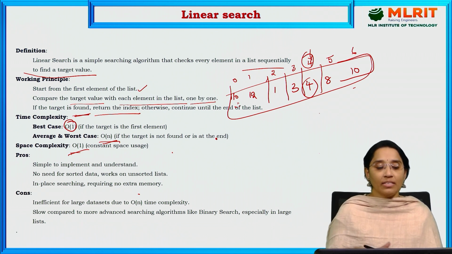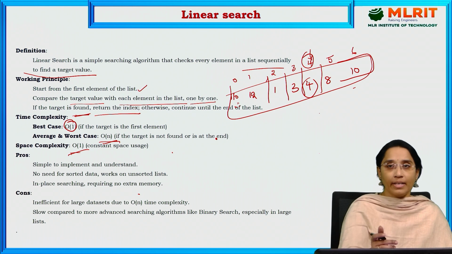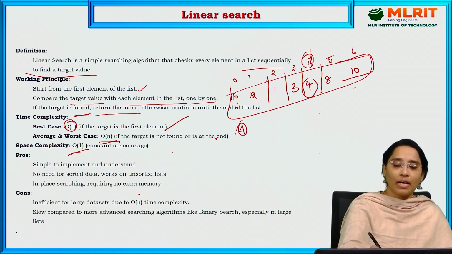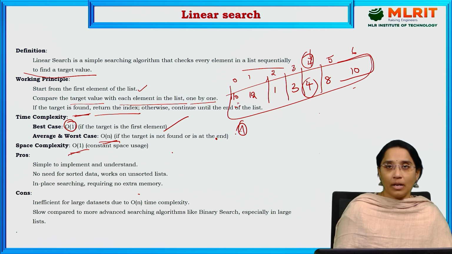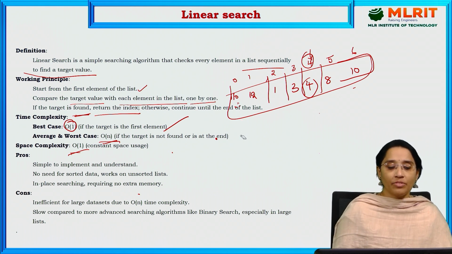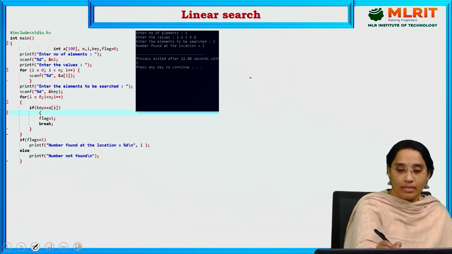The best case is order of 1 if the target element is at the first position. Suppose your key value is the first element, then the best case will be order of 1. And the average and worst cases are order of n. Let's see with an example.